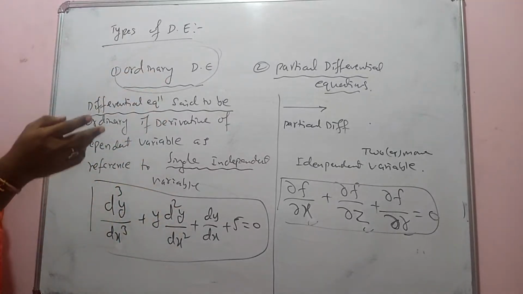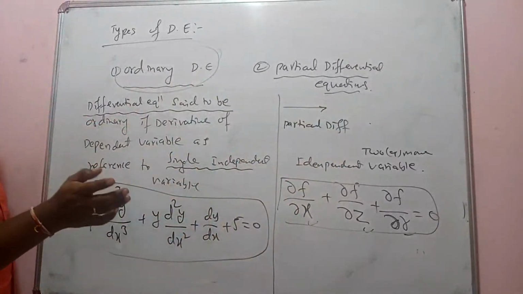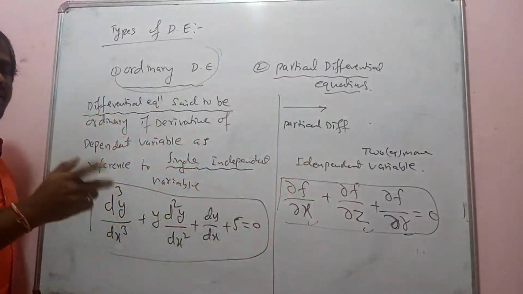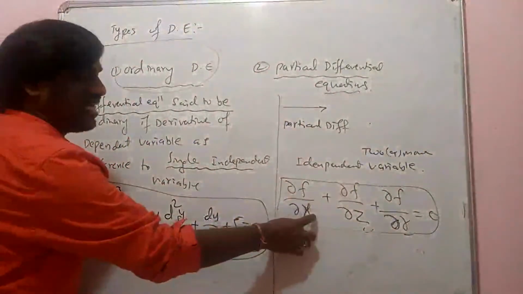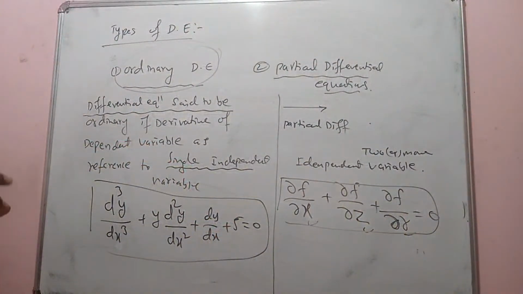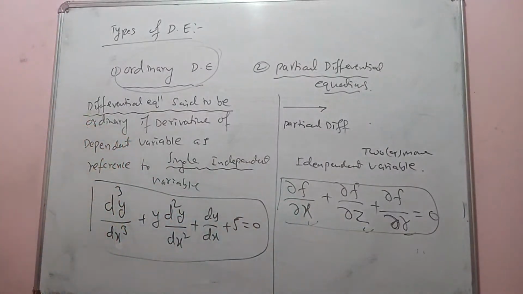Partial you will learn in the future. So you should know the difference between them. These are ordinary differential equations. This is the partial differential equation. Partial means the independent variables are different: this is x, this is z, this is r. The independent variables are more than two. This is called a partial differential equation.